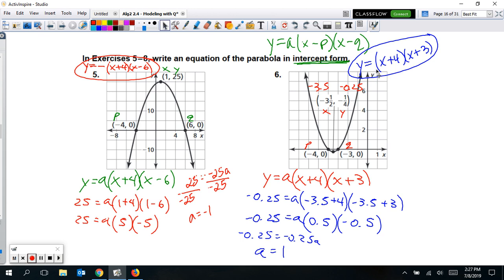It actually has the same shape as the parent function, even though it's kind of hard to see that because the vertex was these fractions here. So that's probably why it was challenging to see that it was the same shape as the parent function on that one.